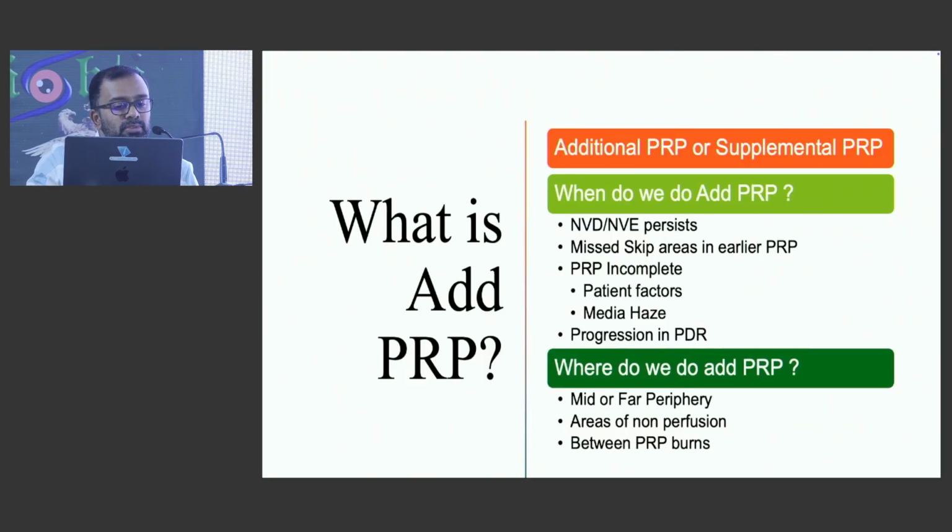There's another term we use called add PRP. These are additional PRP or supplemental PRP. We do these when you have neovascularization persisting, where there are missed skip areas, or if the PRP was incomplete, either due to patient-related factors, or if a cataract was there and now after the cataract surgery the view is better, or even if there is progression of the PDR. We do add PRP mainly either to the mid or the far periphery, or in areas of non-perfusion, or even between the PRP burns.